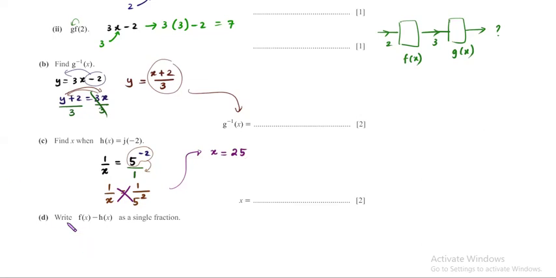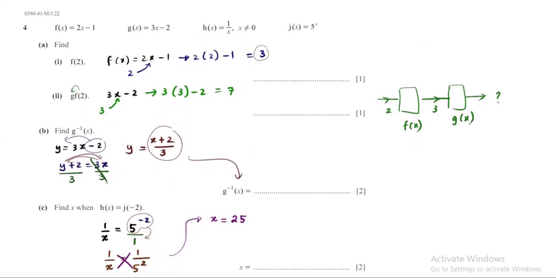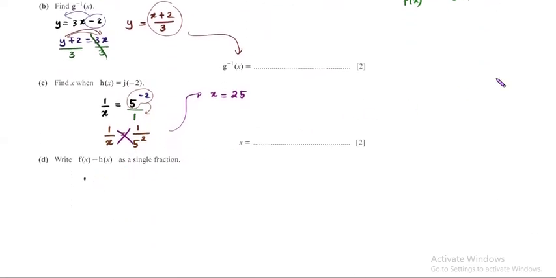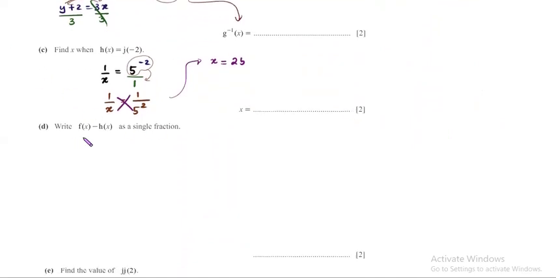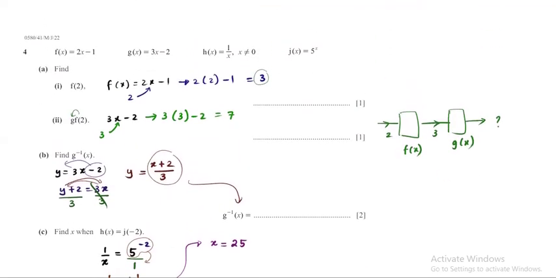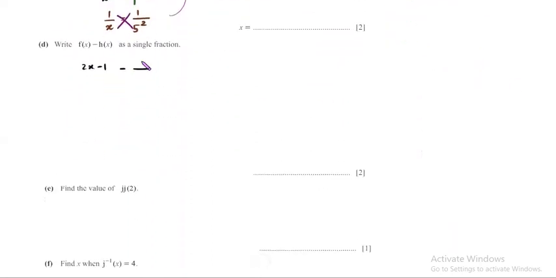The next one is: write f of x minus h of x as a single fraction. Now, the f of x function is known to us as 2x minus 1, so I'm going to write that 2x minus 1 here. From this, I need to deduct the h of x function, so I put the subtraction. The h of x function is 1 over x. So this is what I have. I need to do this subtraction and write it as a single fraction.